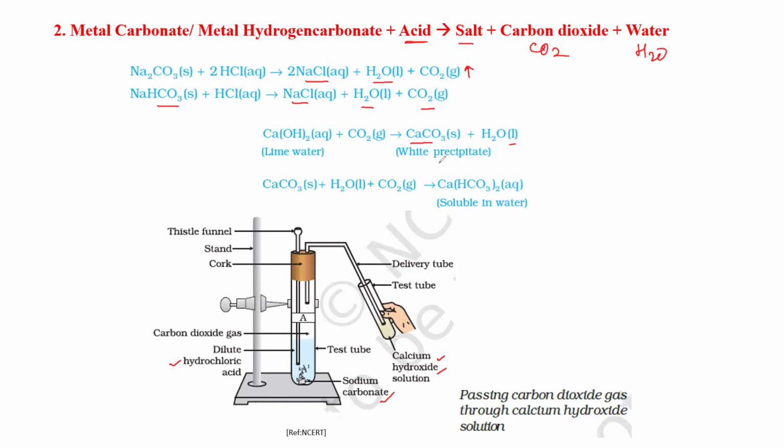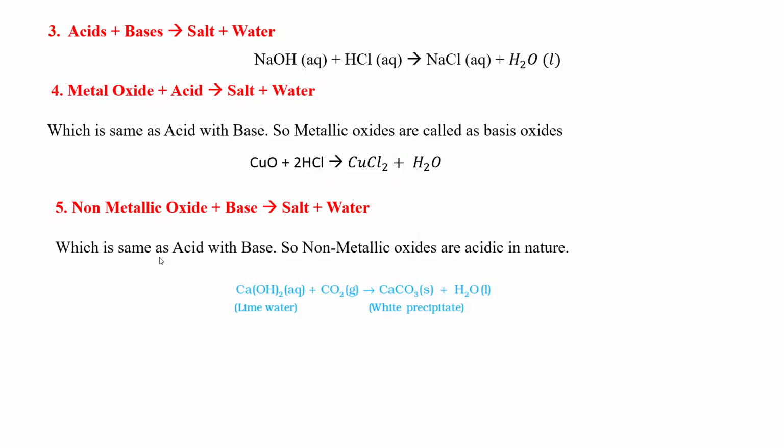And again, if this calcium carbonate is mixed with water and carbon dioxide is available, it will convert into Ca(HCO3)2, which is soluble in water. This calcium carbonate is also used in whitewash. After 2-3 days, you'll get the shining of that one. So this is one of the properties when acid reacts with carbonates or hydrogen carbonates.